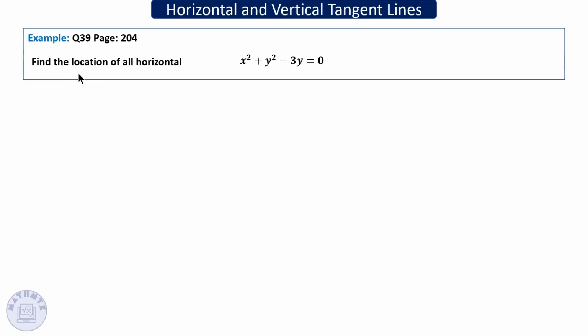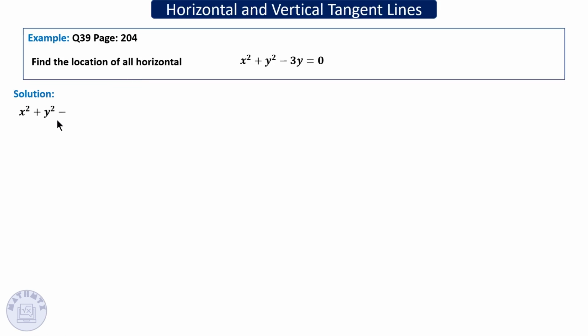Moving to the other idea here, find the location of all horizontal tangent lines for this equation. Now, the horizontal tangent line happens when the slope equals 0, meaning that the derivative equals 0. So we need to find the derivative and set it to 0. At this point, you will get a horizontal tangent line. If it's a vertical tangent line, you'll do exactly the same, except it happens when the slope is undefined. So you see where it's undefined.